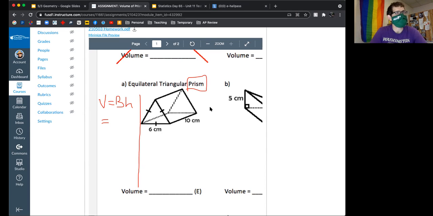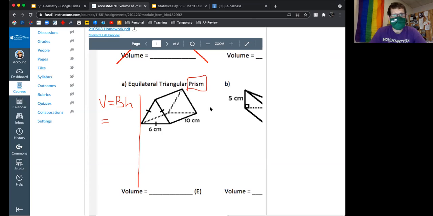And I'll go ahead and say, typically the area of the base is something you have to solve for separately and then bring it into the equation. And that's going to be true here. So I guess the question is, what is the height of this prism? 10.